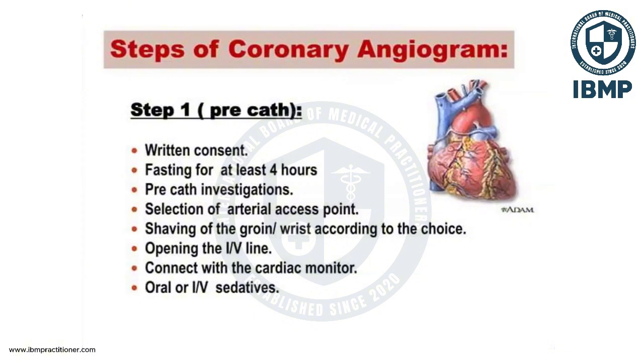Next is the selection of the arterial access point. If it is a radial approach, it is easy for the patient and easy for the operator. Shaving the groin or wrist according to the choice. Opening the IV: one IV cannula is a must before taking the patient for angiogram. Connect with the cardiac monitor. Then we usually give local anesthesia at the site.